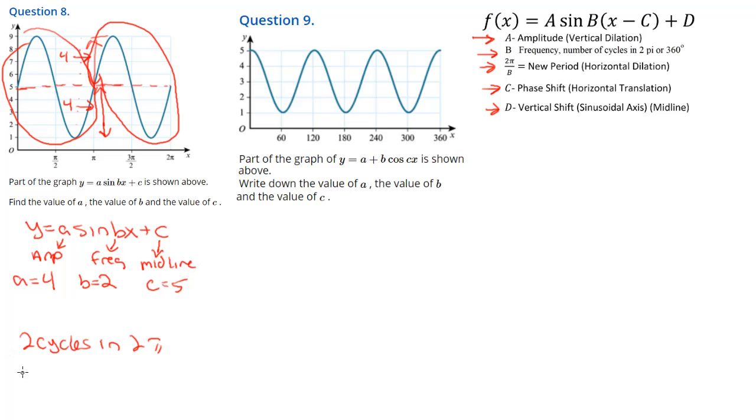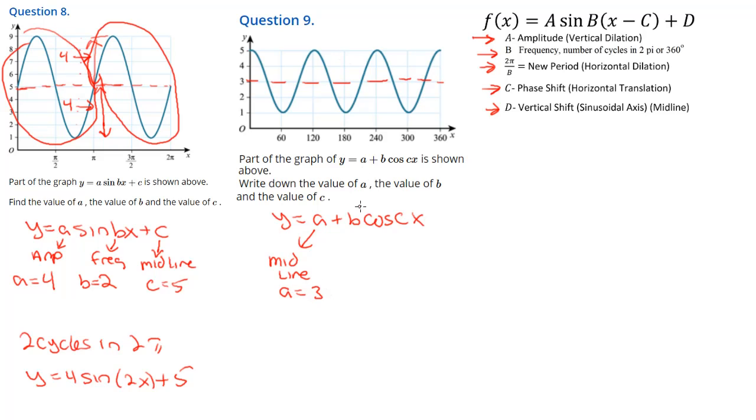Now keep in mind this A, B, and C stuff only makes a difference in this particular situation. Here's the original equation. If you had to write it, that's what it would be. In question number 9, you'll notice how we've got the letters, and the letters actually stand for different things. In this case, the A is the midline, not the amplitude. And so the midline here is 3.